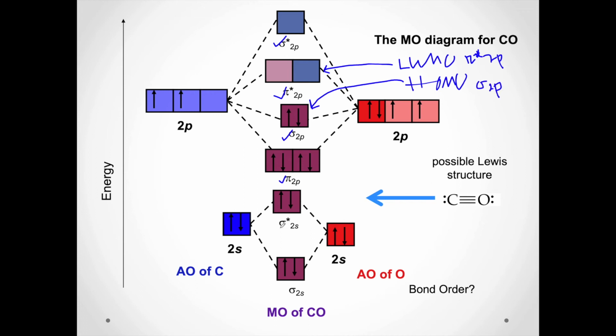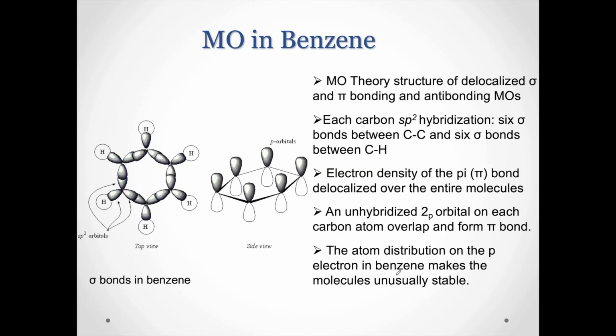As usual, you need to show the 2s and then followed by the 2p. And you need to show the energy difference between carbon and oxygen. Carbon is more electropositive than the oxygen.